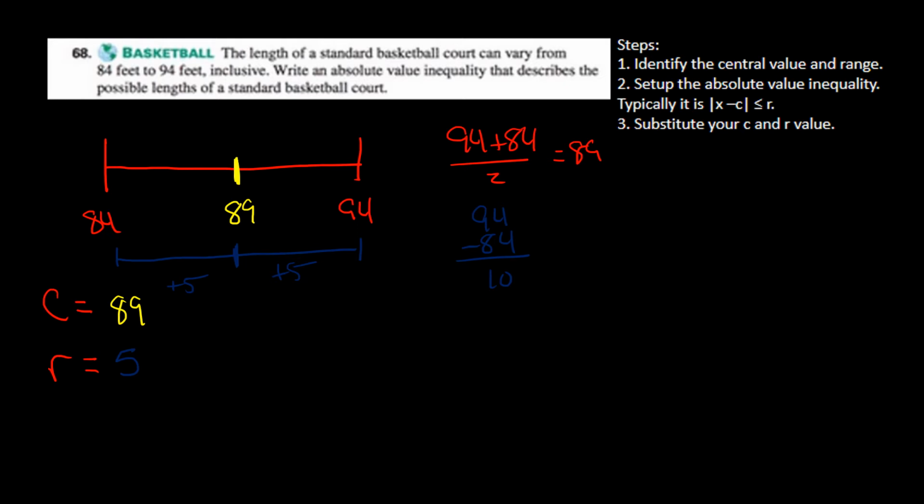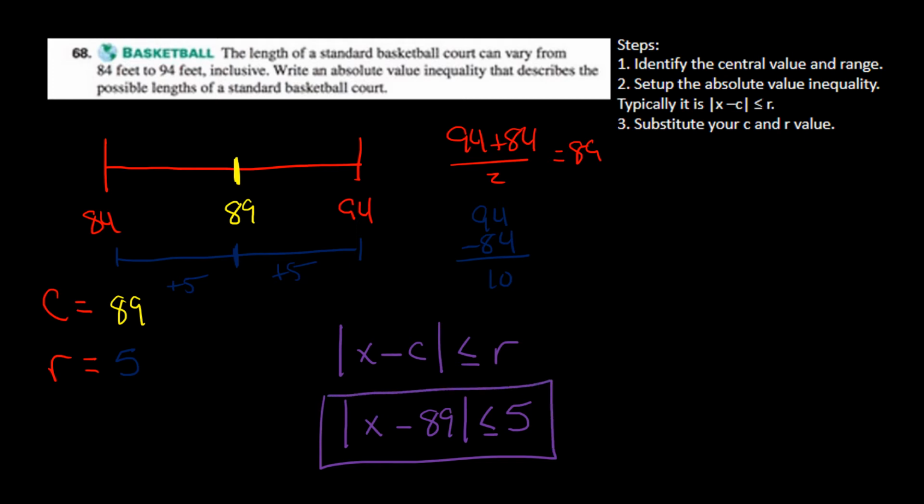Okay? Then to get this answer, we're going to use the equation, the absolute value of x minus c is less than or equal to r. We just plug in our values. So we're going to get the absolute value of x minus 89 is less than or equal to 5. And that's it. This is how you solve that. We just want the equation, actually the inequality. Okay? Let's go ahead and move on to the next one.